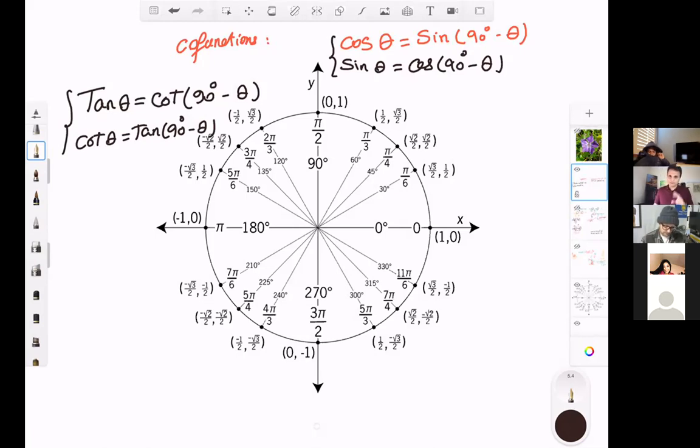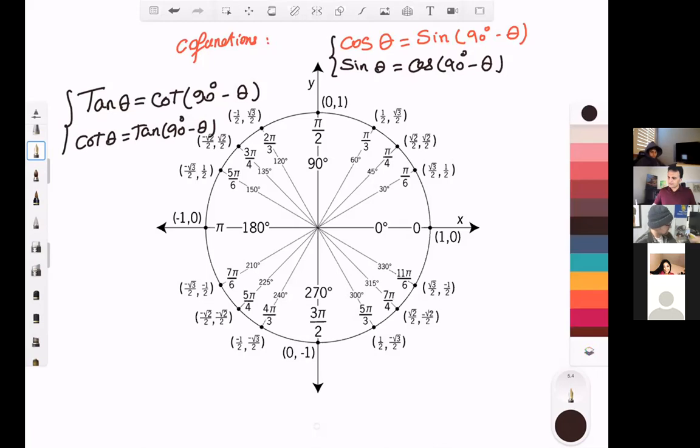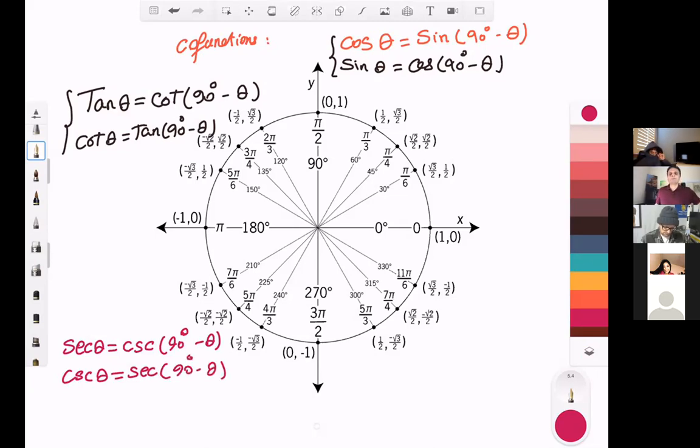And we have two left, which are secant and cosecant. We can have that too: secant of theta equals cosecant of 90 degrees minus theta, and cosecant of theta equals secant of 90 minus theta. Which is very useful when you're solving some trigonometric equations, and it's easy to memorize.